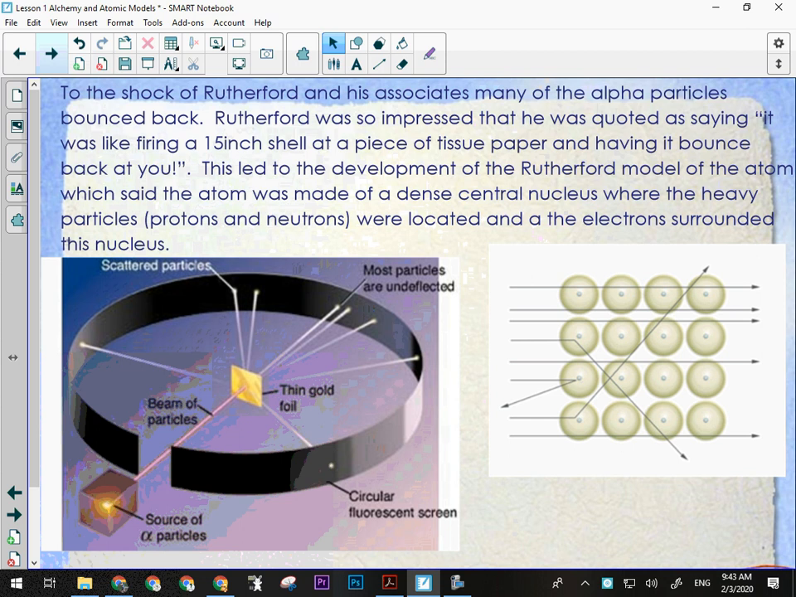Because of this experiment, he proved the existence of the nucleus and the nuclear model of the atom. So Ernest Rutherford is like the second most important scientist next to Dalton, if we're talking about atomic structure. He proved the existence of the nucleus, which was huge, with his gold foil experiment. So I would make sure you know something about the gold foil experiment and Rutherford, because he's pretty important.